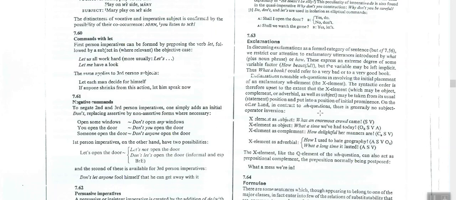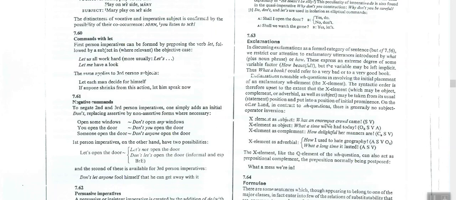The second point: we have a contrast between WH question and exclamation. Here there is generally no subject-operator inversion. Usually when we want to make a WH question, we should have subject-operator inversion. But here no, it's the same.